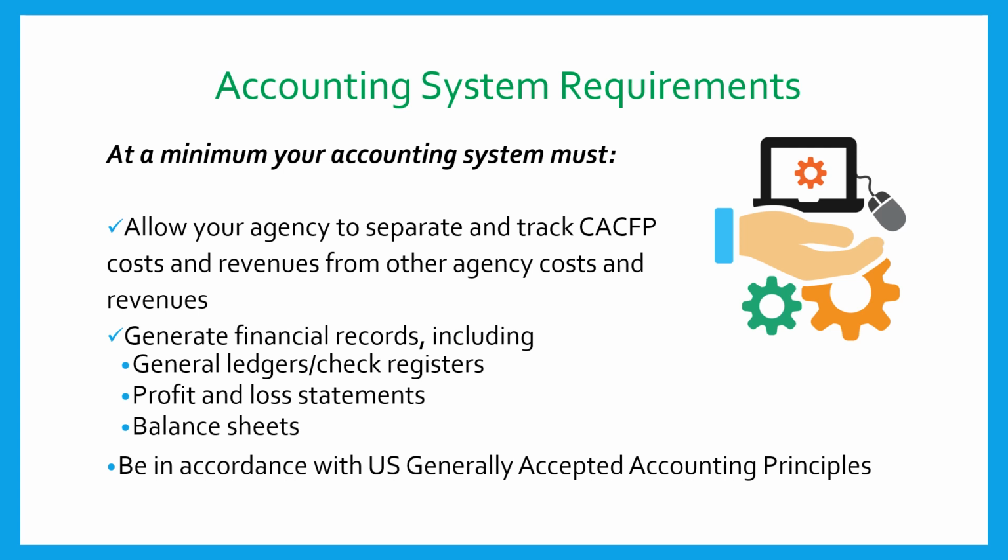At a minimum, your accounting system must allow your agency to separately track CACFP income and expenses. The CACFP is a federally funded program, and these funds are restricted. CACFP income can only be used for allowable CACFP expenses. Your accounting system must allow you to separately track the income and expenses so that you can demonstrate that these funds are being managed in accordance with regulation.